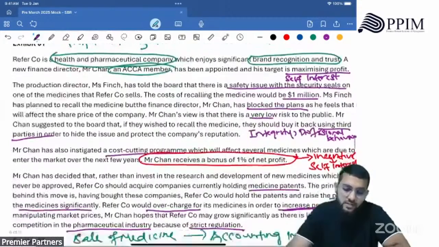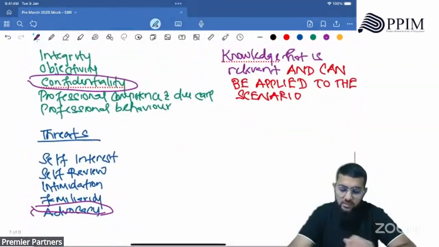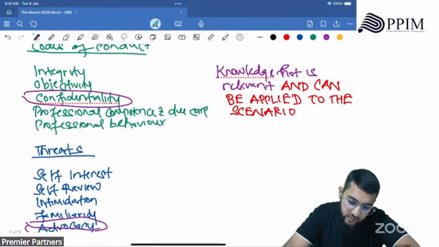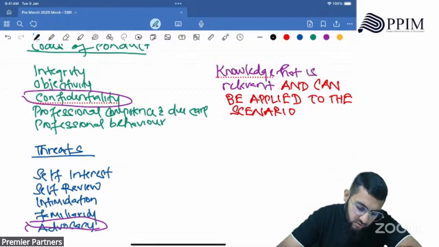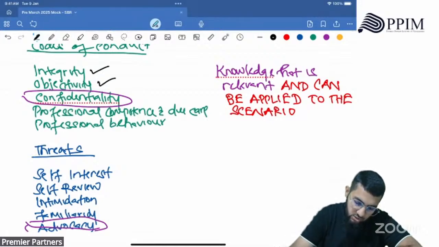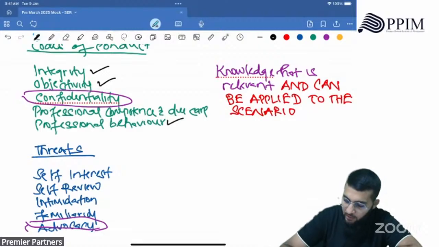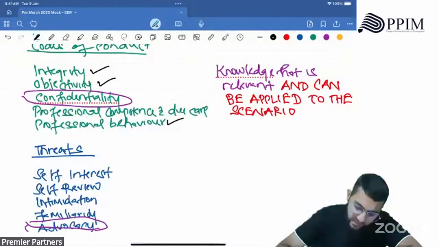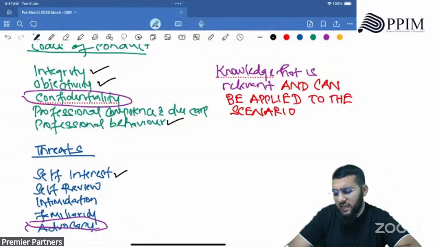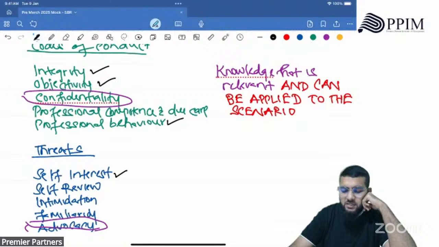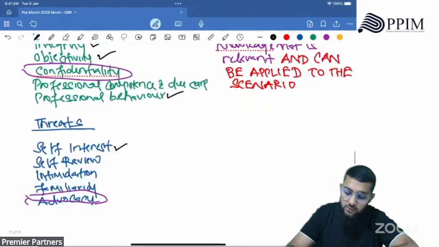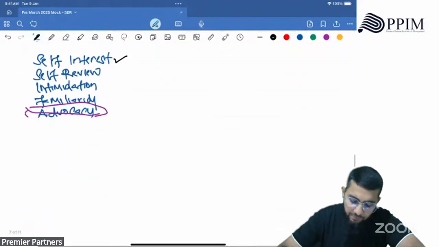So how are we going to structure this answer? So what are the threats that we identified here? What's being breached? Objectivity is being breached. Professional behavior is being breached. Why? Because of self-interest threat. Is there an intimidation? No, there is no intimidation, right? Intimidation is where they try to force something, right? So coercing. So there's no intimidation. So self-interest threat. Okay. So now when you structure this answer, you have to apply.